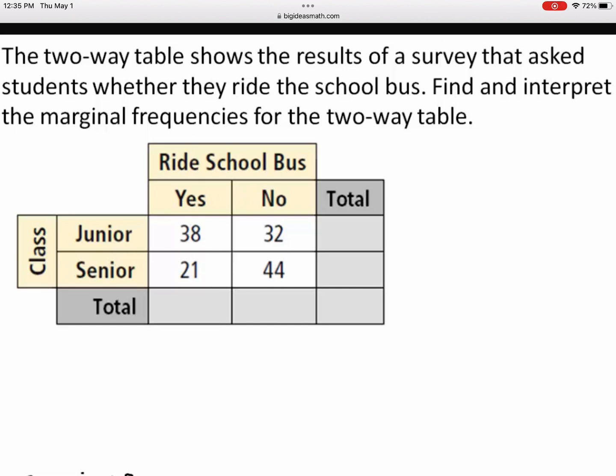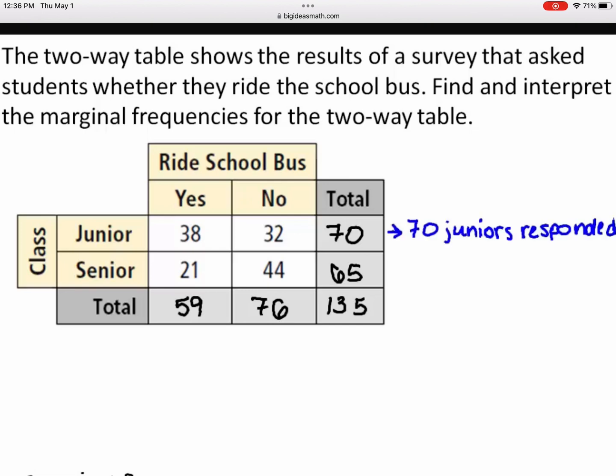38 plus 32 is 70. 21 plus 44 is 65. 38 plus 21 is 59. 32 plus 44 is 76. And 59 plus 76 is 135.